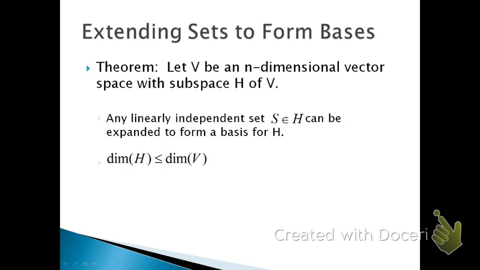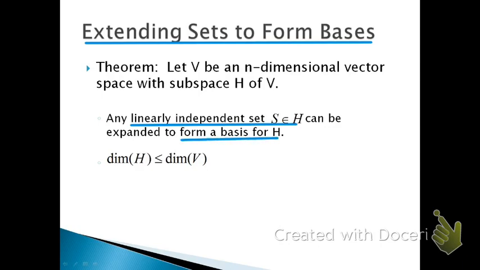In the same way that we can take a set that spans a subspace but is not linearly independent and remove vectors until we get a linearly independent set to form a basis, we can also extend sets to form bases. So we're going to see how that process works. Let's look at this theorem. It says let V be an n-dimensional vector space with a subspace H of V. Any linearly independent set S in H can be expanded to form a basis for H. This just says that I can take any set and expand that set so that it is a basis for H. So we're going to see how that's done.